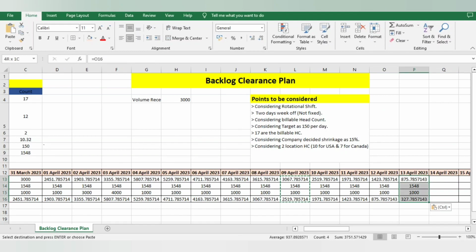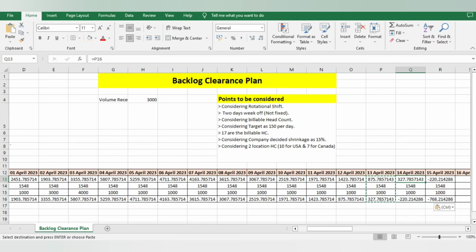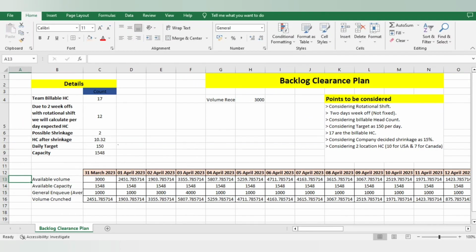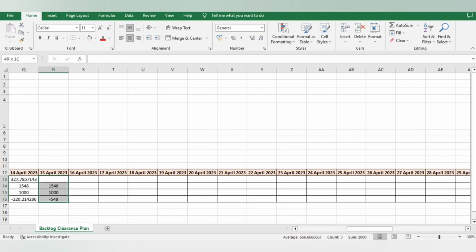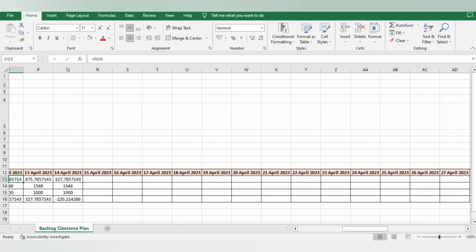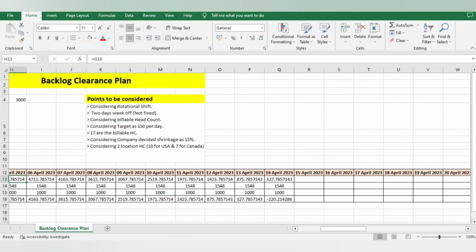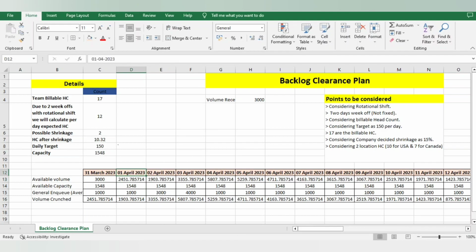I can see the numbers are still turning positive, that we need to see. Okay, that's it. So till 14th April I can crunch the volume. Clear guys, or any doubt, please let me know. So till 14th April I can clear my volume. Guys, this is how you can create the backlog clearance plan.